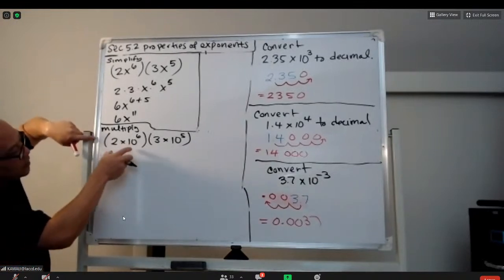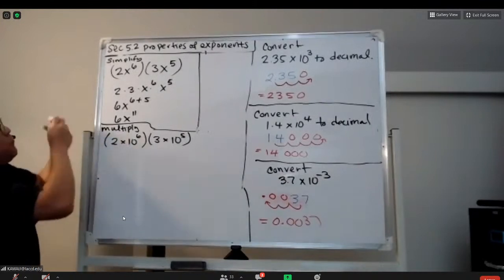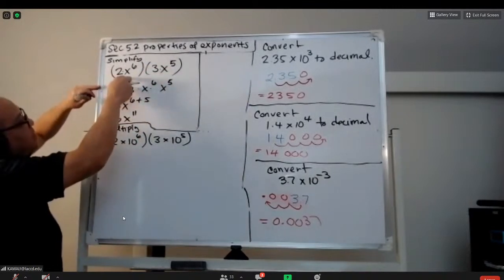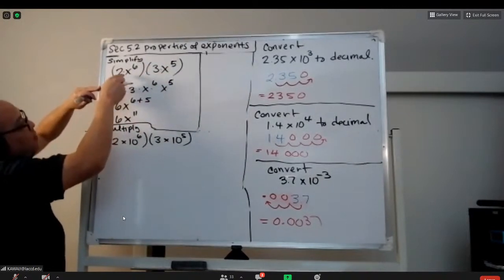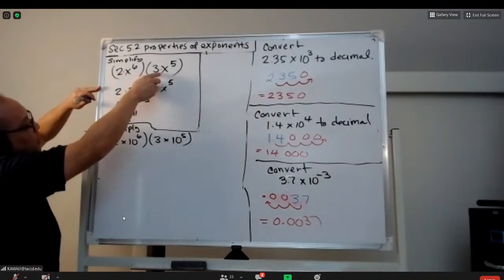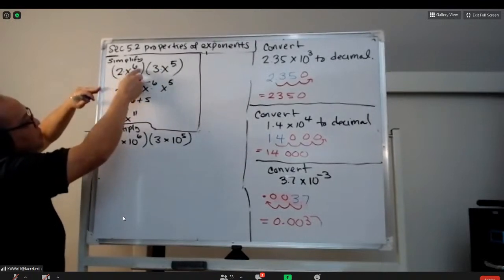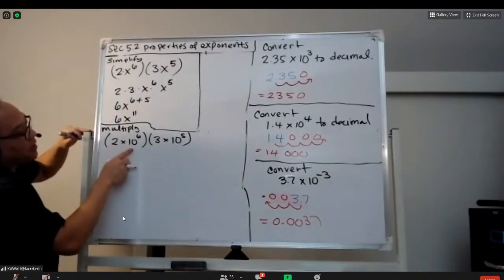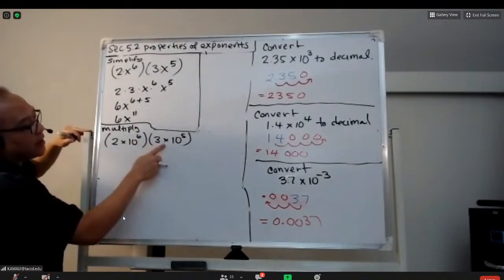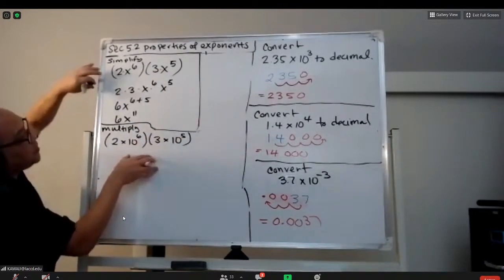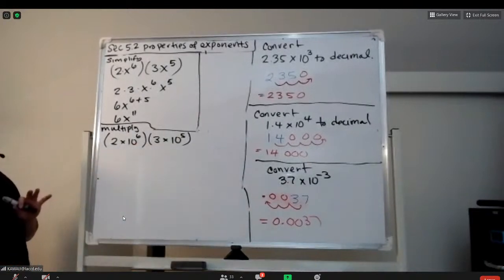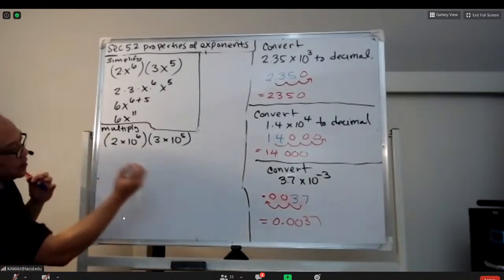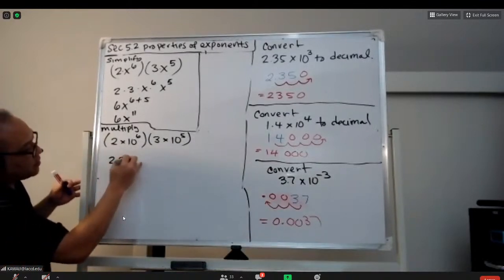The only difference between this problem and this problem is before we didn't explicitly write the multiply as an x because then it would get confusing. But there is this implied multiplication in between. 2 times something to the 6th power, 3 times something to the 5th power. This and this will use the same technique. So since everything is separated by multiplication, the things that are similar, you can put next to each other.